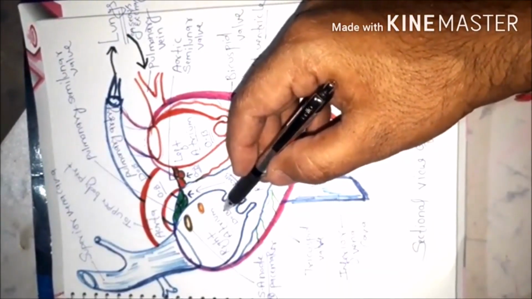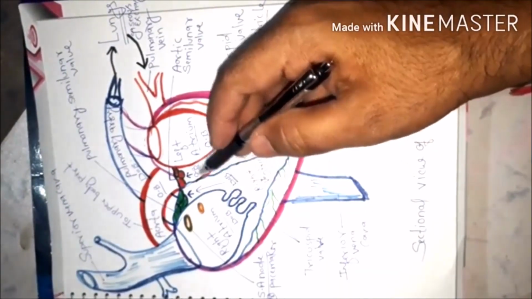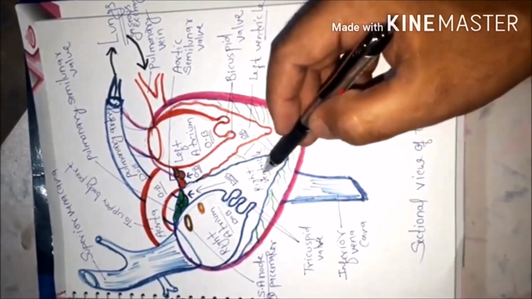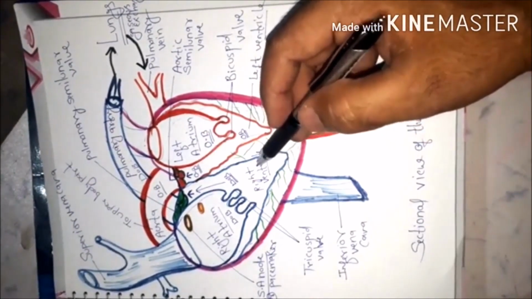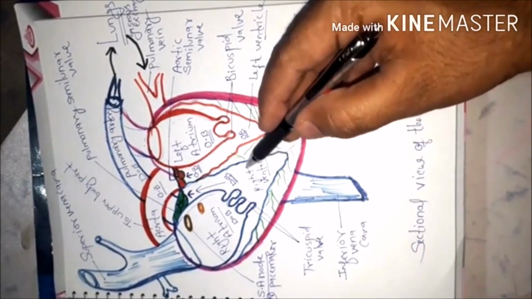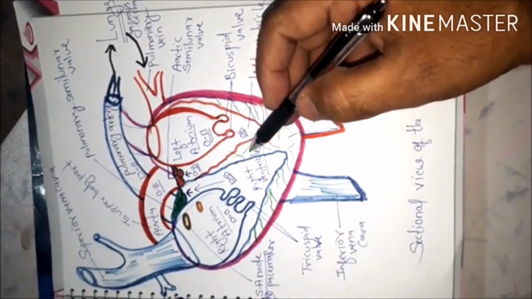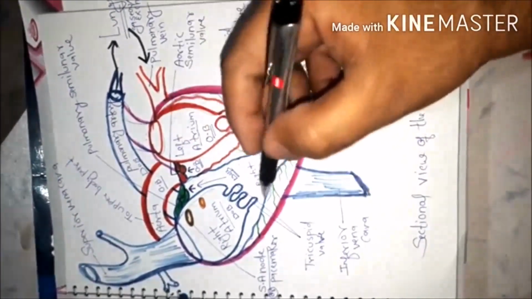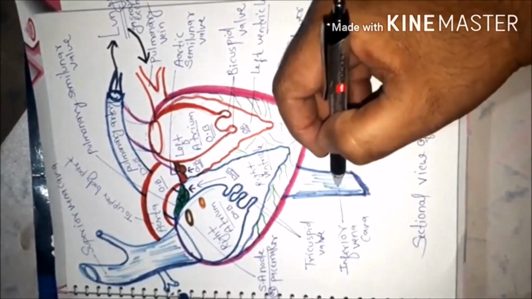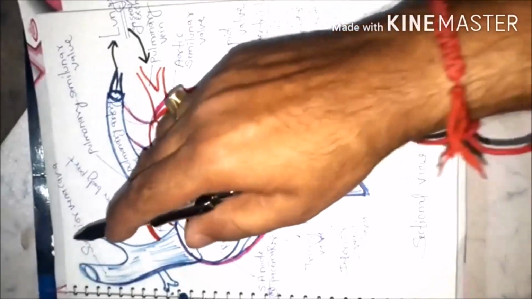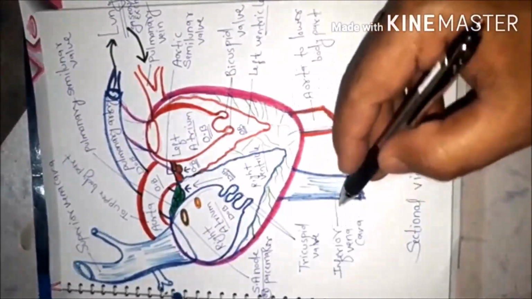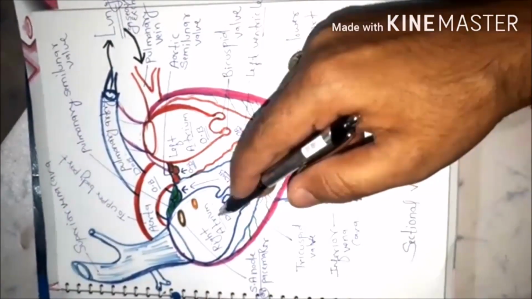Both atria are always situated in the upper part of the heart, whereas the ventricles are situated in the lower part of the heart. Then all the deoxygenated blood from the superior vena cava and inferior vena cava comes into the right atrium.